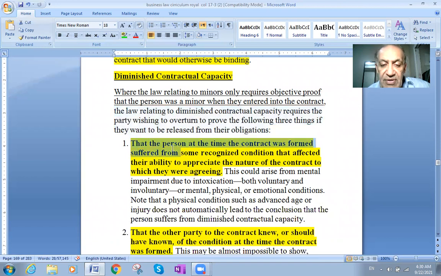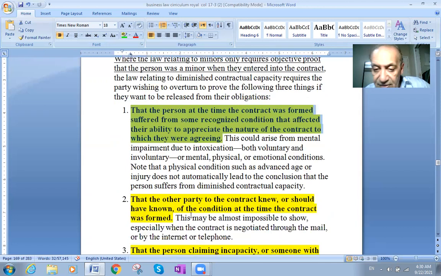First, that the person, at the time the contract was formed, suffered from some recognized condition that affected their ability to appreciate the nature of the contract to which they were agreeing. So if it is proved that at the time I signed the contract, I was not in my right mind, I was insane, or in a condition of being unaware or unconscious, this is one of the reasons that will breach the capacity. For that reason, the contract can be terminated by the court.